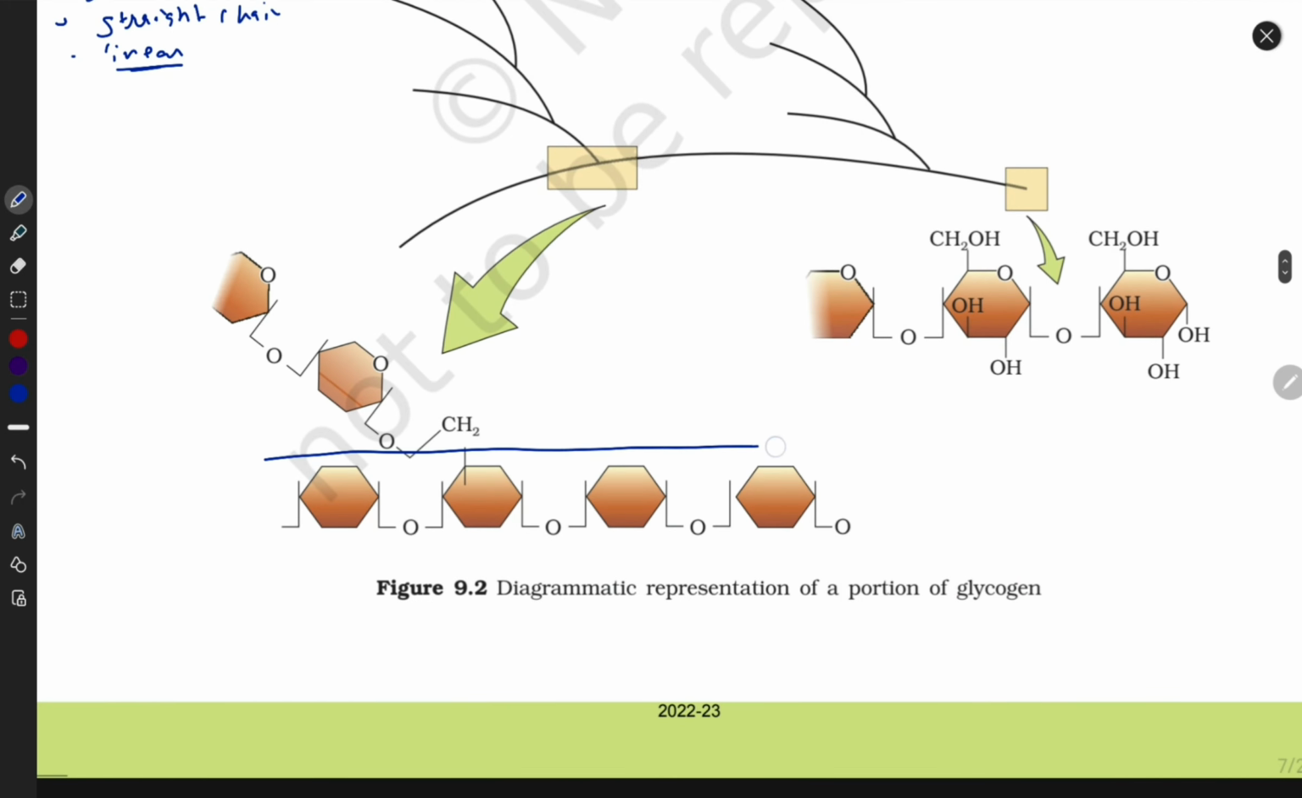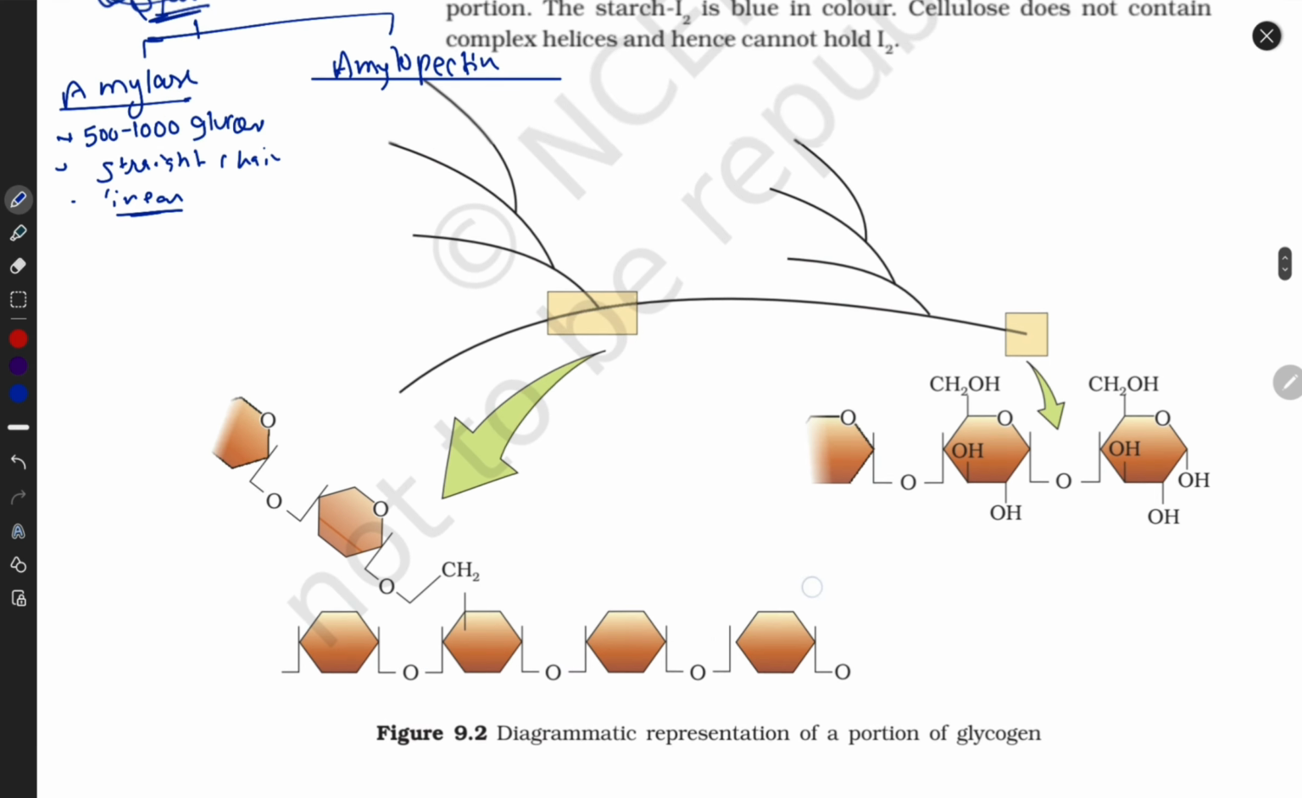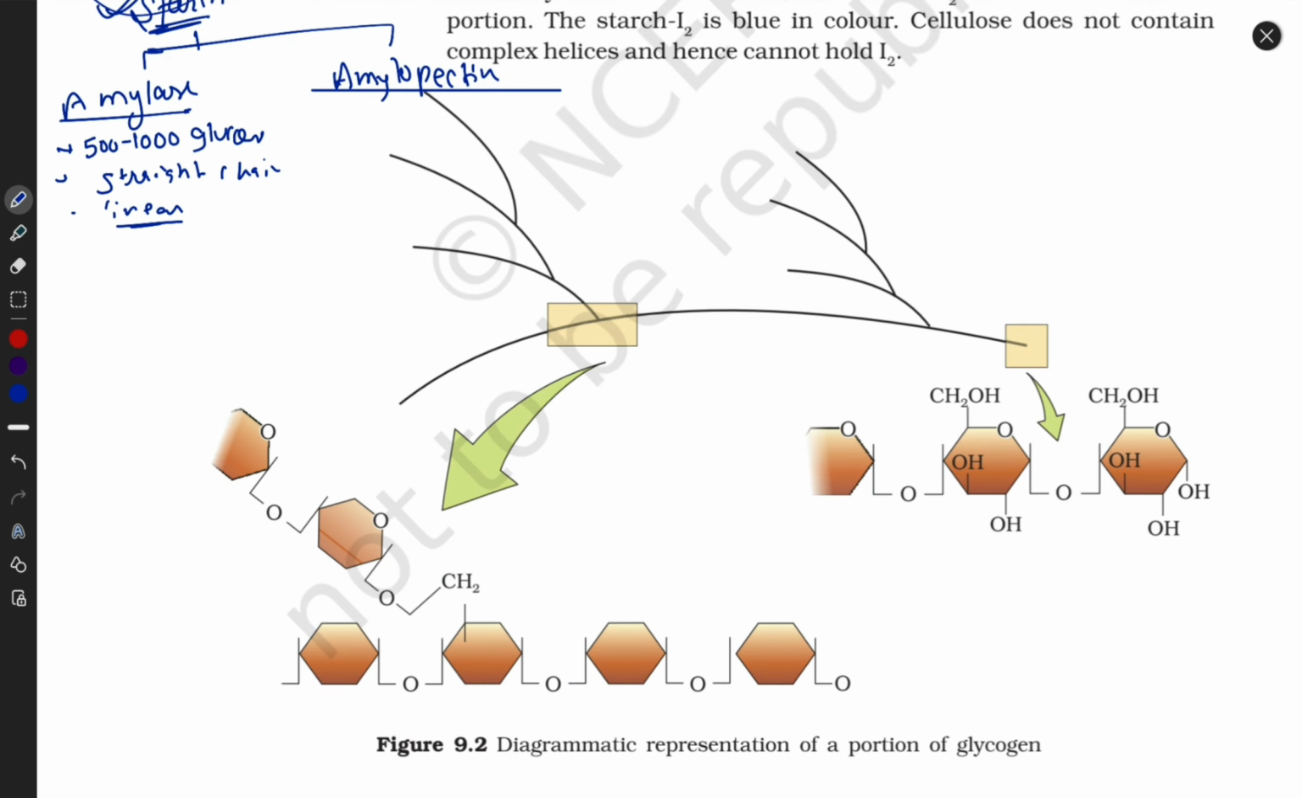Okay, this is the linear structure, guys. They join in a linear form. But this is not starch. So amylose has a linear structure. They are not branched. Okay, clear or not, guys?